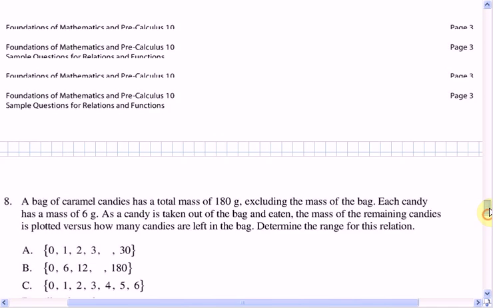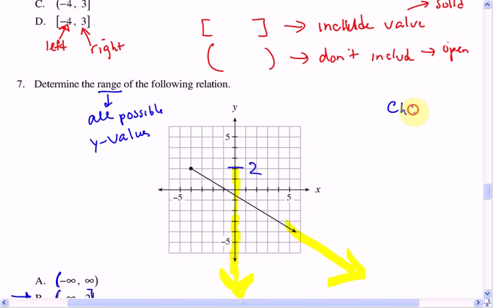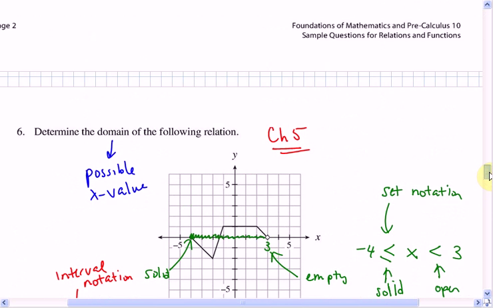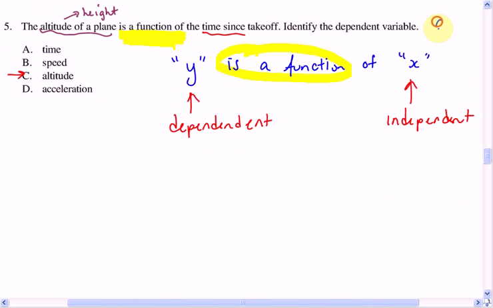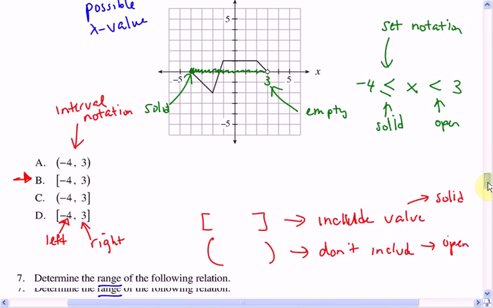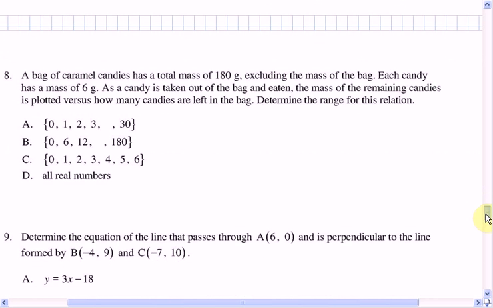Okay. By the way, this is all Chapter 5 stuff. Domain, range, Chapter 5. So that was that really hard chapter.